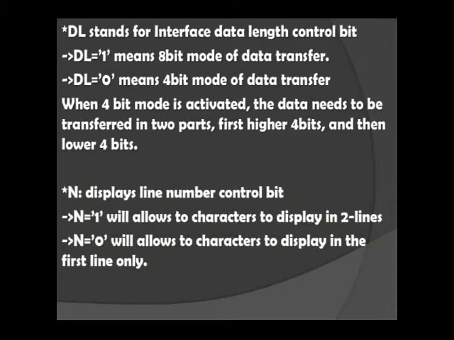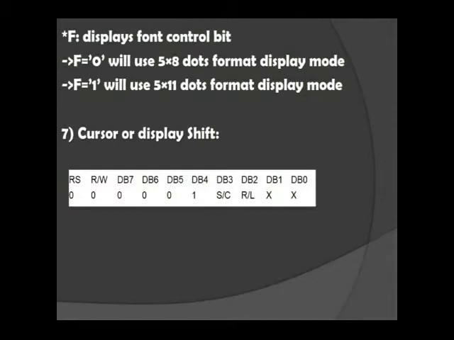Function set. DL stands for Interface Data Length Control Bit. DL equal to 1 means 8-bit mode of data transfer, and if it is equal to 0, it means 4-bit mode of data transfer. N is the display line number control bit. N when equal to 1 will allow the characters to display in 2 lines, and when it is equal to 0, it will allow the characters to display in the first line only. F is the display font control bit. If it is 0, we use the 5x8 dots format, and if it is 1, the 5x11 dots format is used.